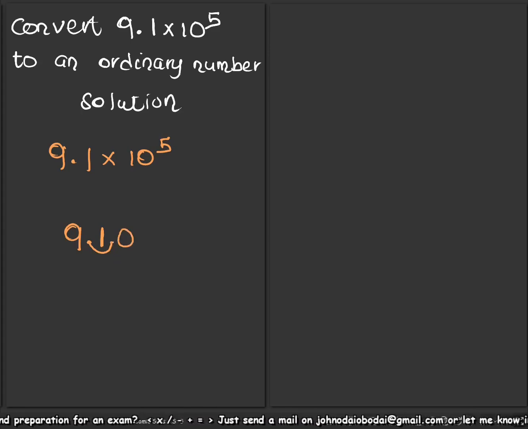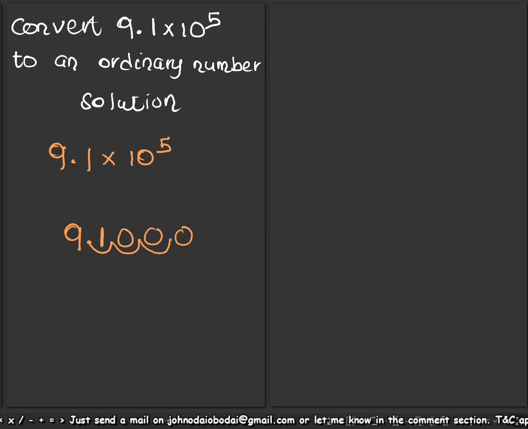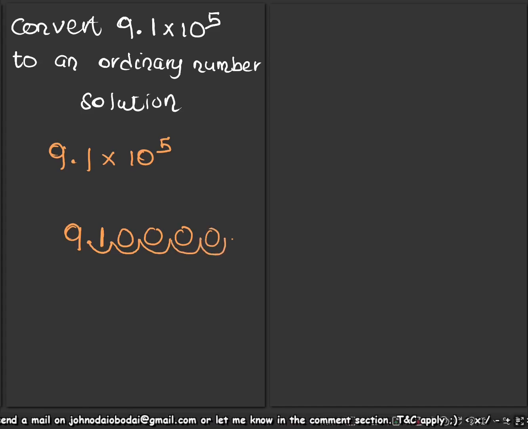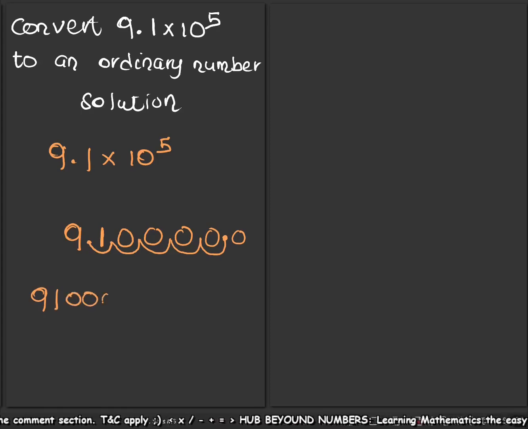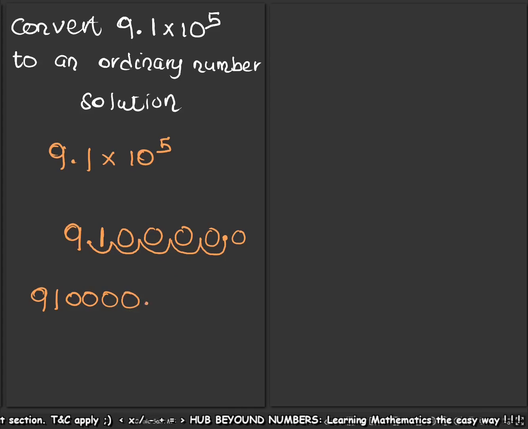This is 1, 2, 3, fourth movement, and then your fifth movement. So your decimal point has come to be here. You get it? So we now have 9, then 1. How many zeros? 1, 2, 3, 4. Then our decimal comes and our last 0.